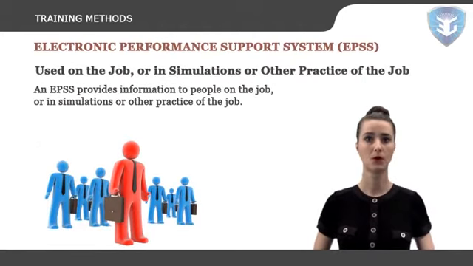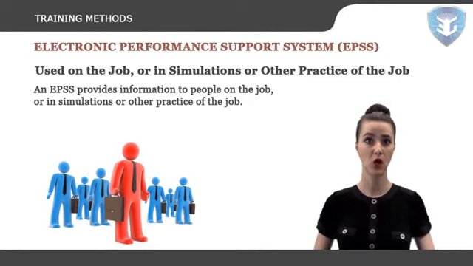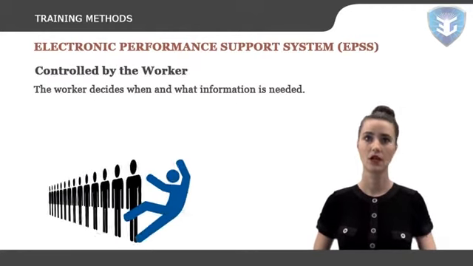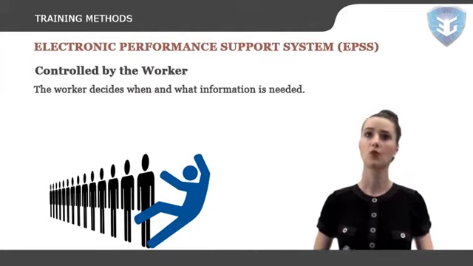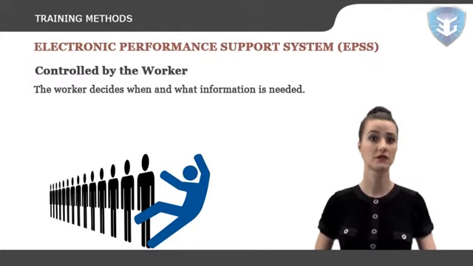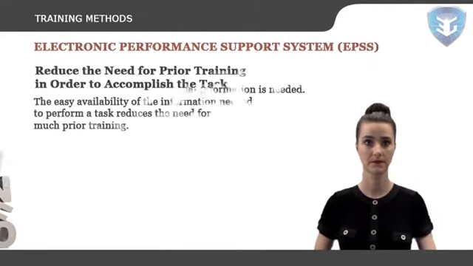Used on the job or in simulations or other practice of the job. An EPSS provides information to people on the job or in simulations or other practice of the job. The information is provided as the worker sees a need for it. Controlled by the worker. The worker decides when and what information is needed. There is no need for an instructor because the worker is guided by the needs of the task. The motivation is provided by the worker's desire to accomplish the task.